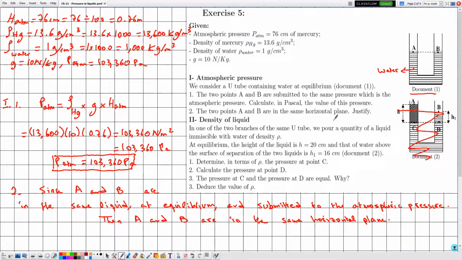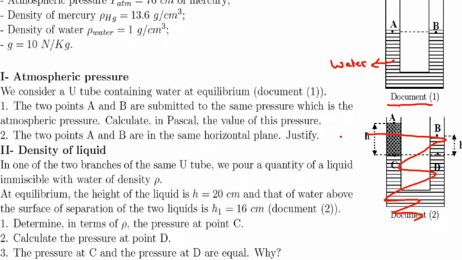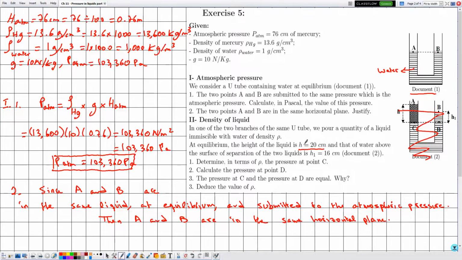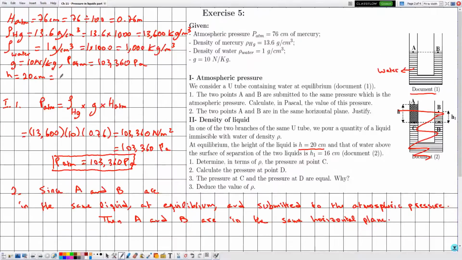And now part 2 of this exercise, density of liquid. In one of the 2 branches of the same U-tube, we put a quantity of liquid immiscible with water of density rho. At equilibrium, the height of the liquid is h equal to 20 centimeters. So knowing that centimeters is not an SI unit of length, in order to convert from centimeters to meters, we simply divide by 100. Then 20 divided by 100. Then the height h is 0.2 meters.